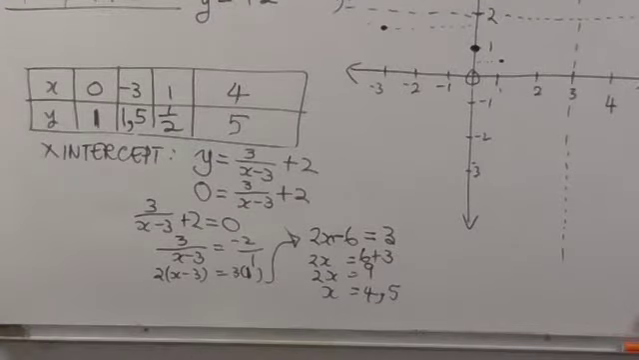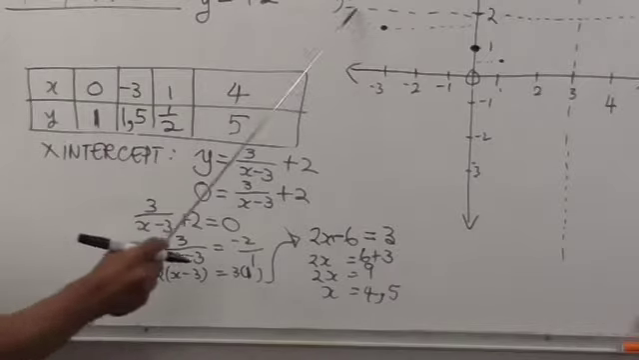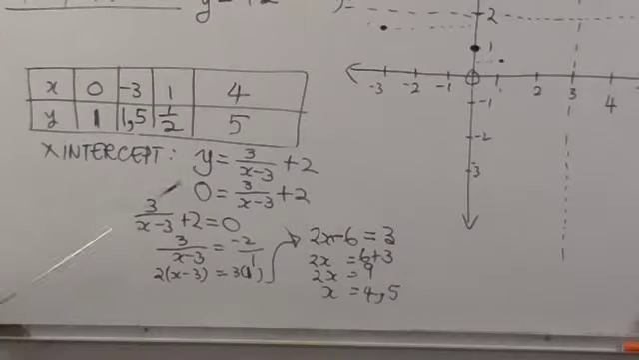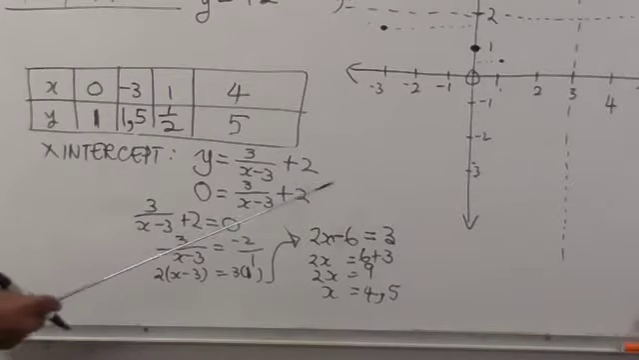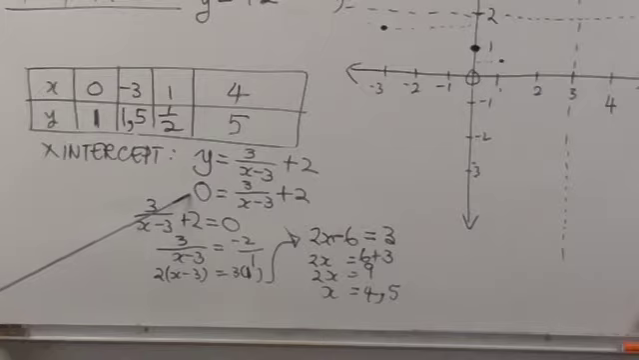Because you take the 9, you divide it by the 2, you'll get x is equal to 4.5. So now something is wrong. You're not supposed to get 4.5 because the graph's supposed to... So we'll just check our working. y is equal to 3 over x minus 3 plus 2. That's correct.